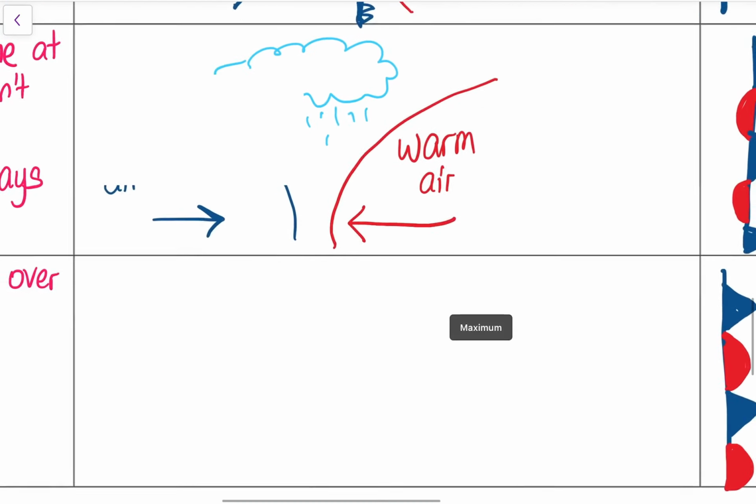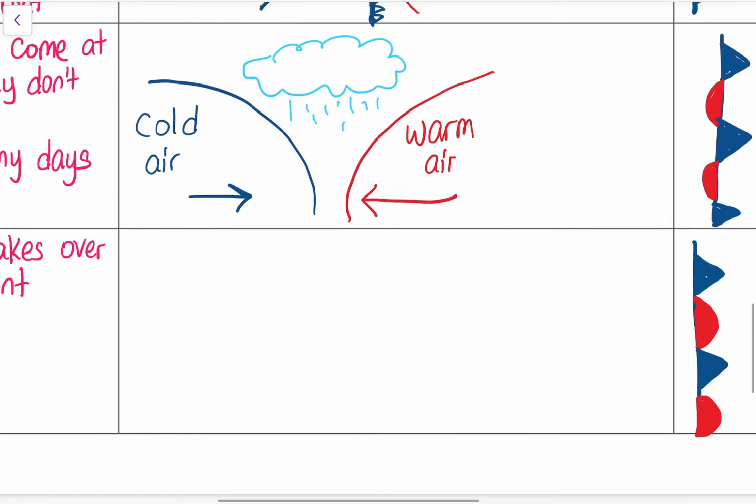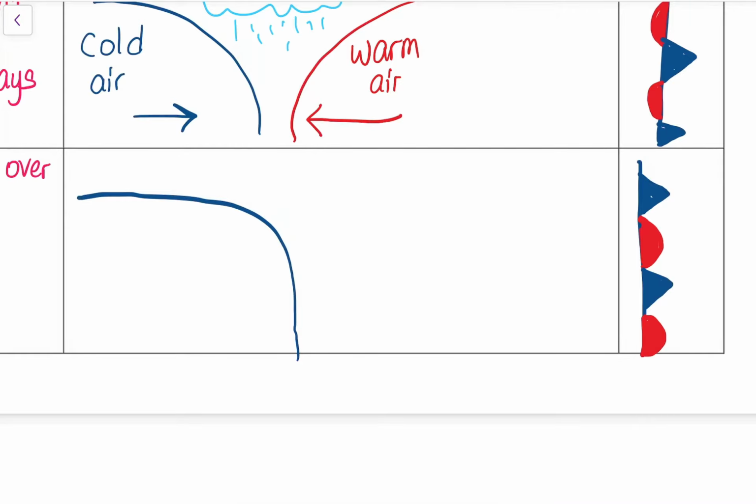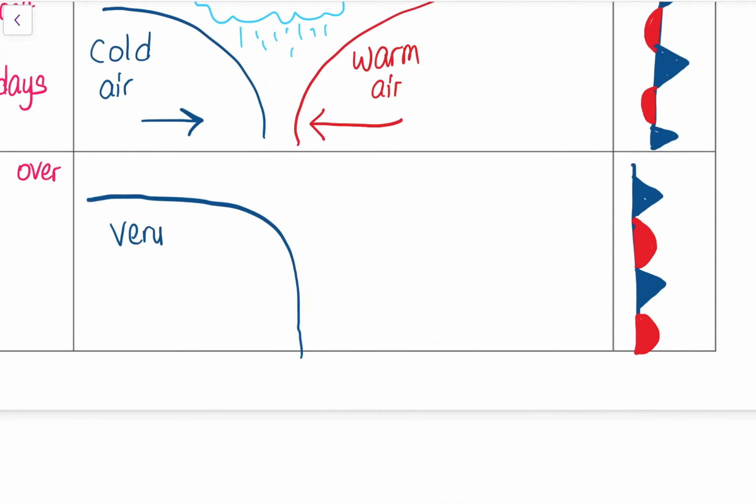And our diagram of an occluded front looks like a combination of a warm front and a cold front diagram. Okay, and so when we have our big boulder of cold air moving in, this time we are going to say that this is very cold air, because the cold air that comes in from the cold front is going to be the coldest air in this system. It's moving this way.